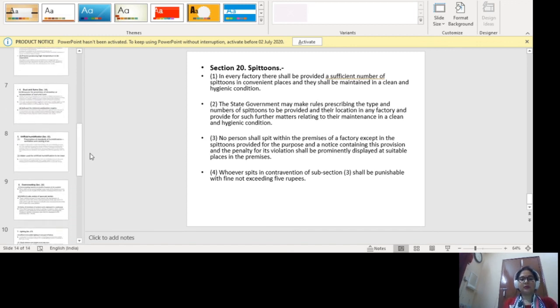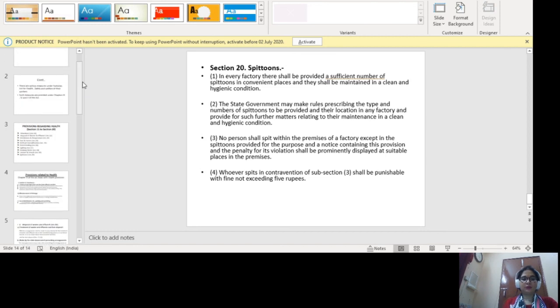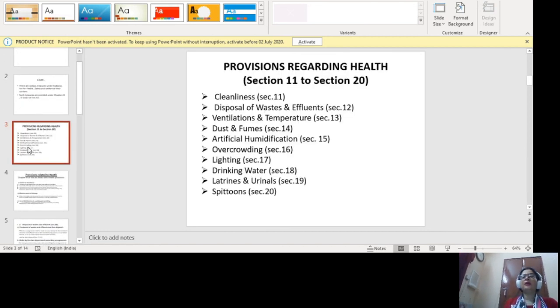Now, these are the various provisions we have covered today regarding the health of workers working in factories. There are provisions regarding the health, welfare and safety of workers. Health provisions relate to cleanliness, disposal of waste, ventilation, temperature, dust and fumes, artificial humidification, overcrowding, lighting, drinking water, latrines and urinals, and spittoons. These provisions are contained in Section 11 to Section 20 in Chapter 3 of the Factories Act 1948.